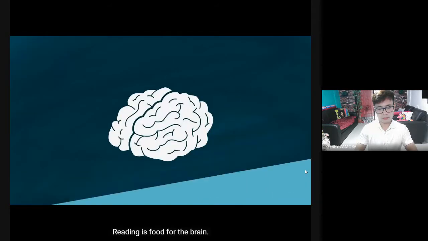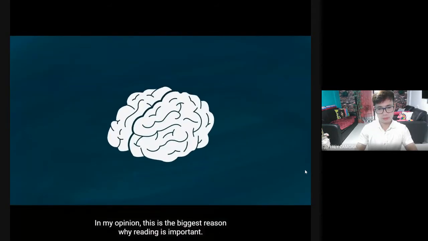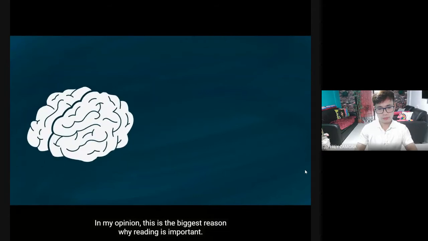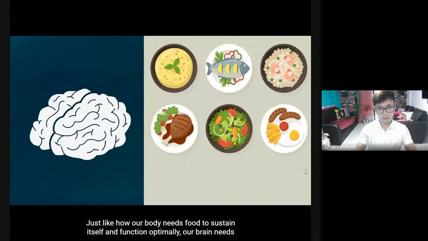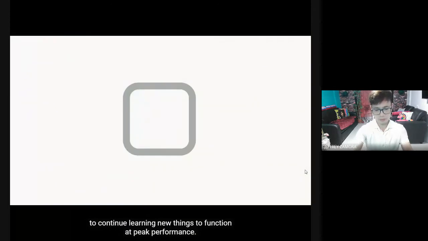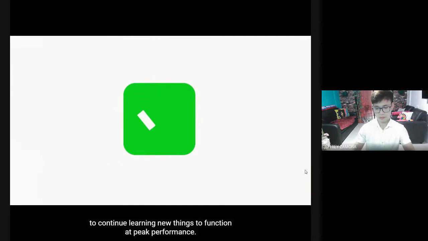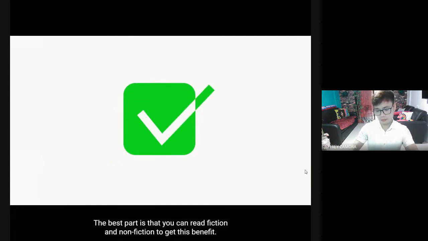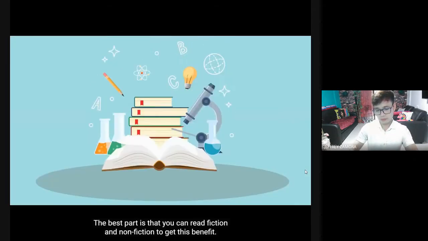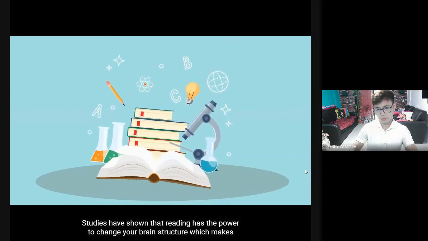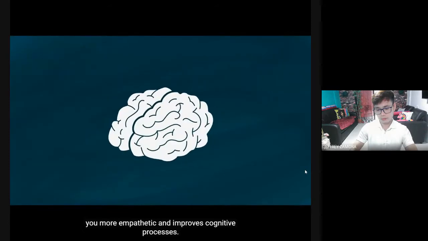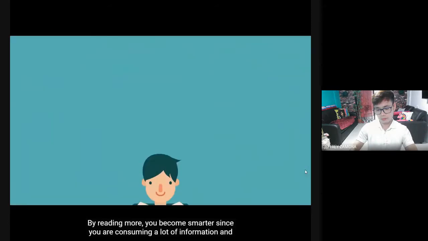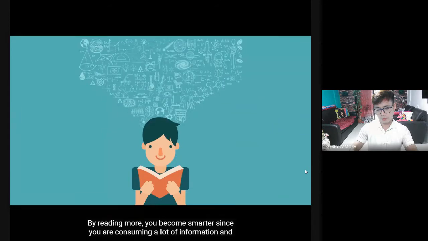One. Reading is food for the brain. In my opinion, this is the biggest reason why reading is important. Just like how our body needs food to sustain itself and function optimally, our brain needs to continue learning new things to function at peak performance. The best part is that you can read fiction and nonfiction to get this benefit. Studies have shown that reading has the power to change your brain structure, which makes you more empathetic and improves cognitive processes. By reading more, you become smarter since you're consuming a lot of information and you keep your brain in top shape.